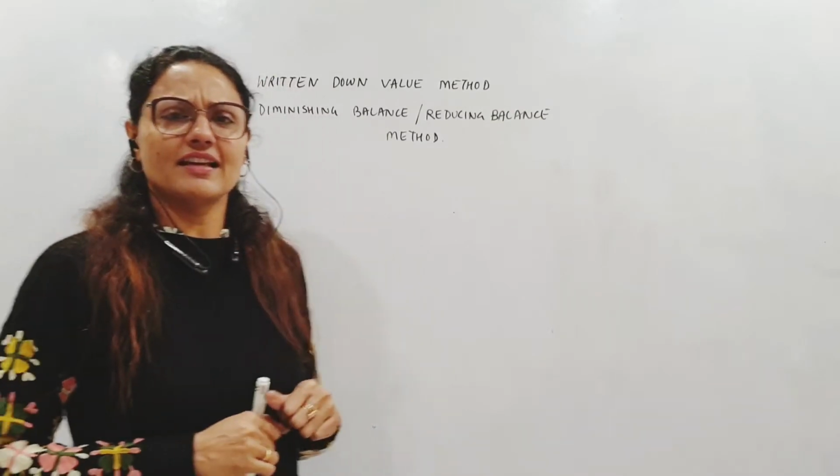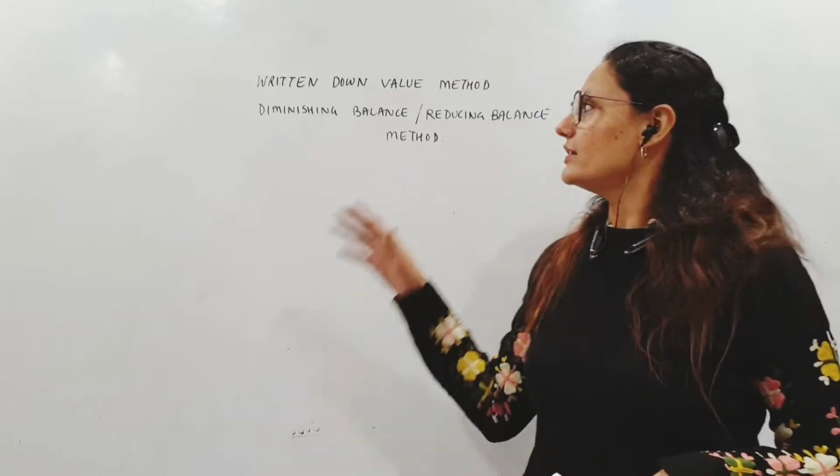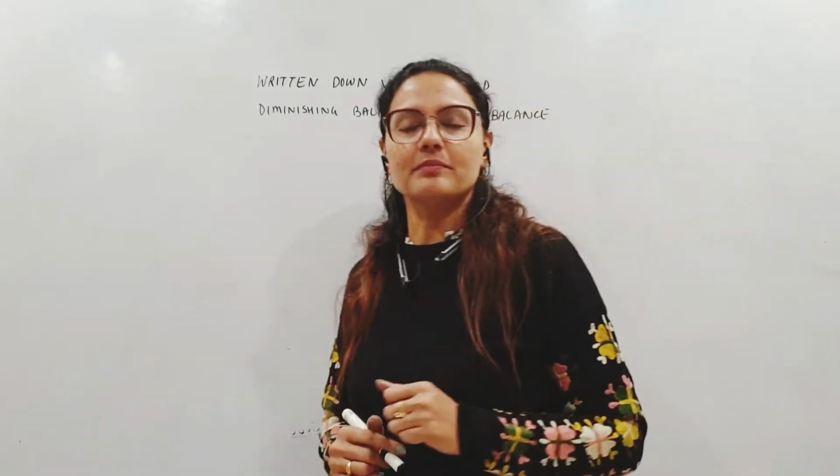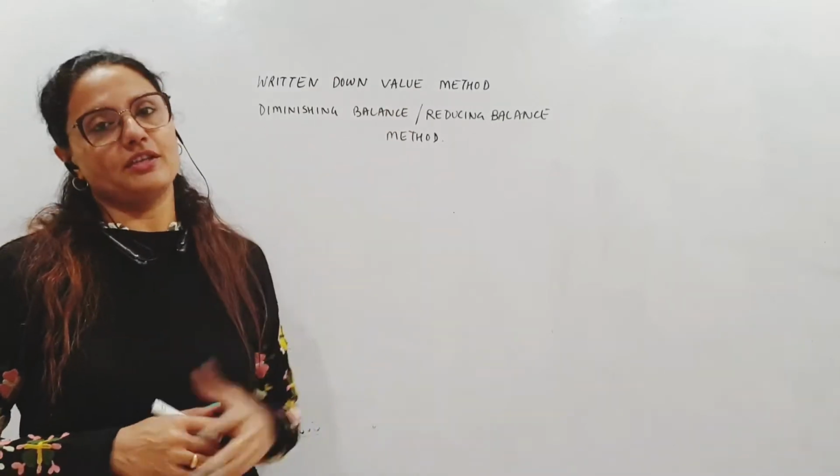Children, Kavita Ravindranatha's accounts is easy. One more interesting video on depreciation. This time we are doing the written down value method. Yes, the second method, which is also called reducing balance method or diminishing balance method.